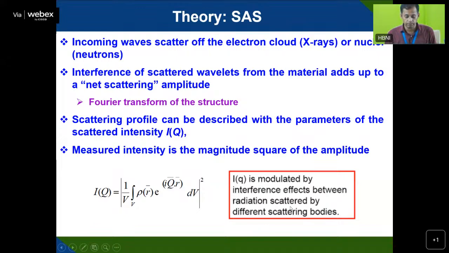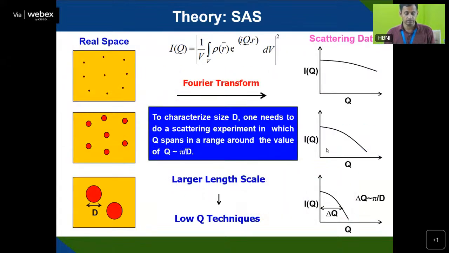So I(Q) is modulated by the interference effect between the radiation scattered by different scattering bodies. If you have n different scattering bodies, the scattering is modulated by the interference of I(Q). In real space, you will see the particles are like this on the left side, from smaller to bigger size. When you take a Fourier transform of real space, you get scattering data: I(Q) versus Q.